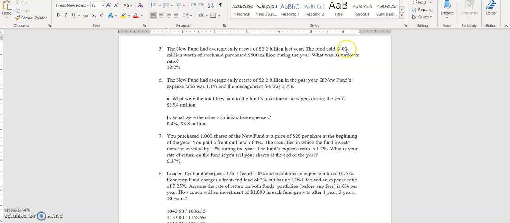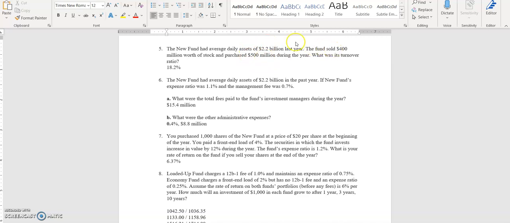So what this is telling us is, of its existing portfolio of 2.2 billion, the fund sold $400 million worth of stock, so you're going to get $400 million. It's going to use that to buy alternative stocks. But then it also purchased an additional 100 million because the total purchases are 500 million. So where did that additional 100 million come from? That is due to new inflows.